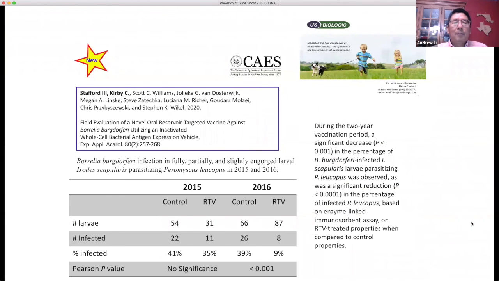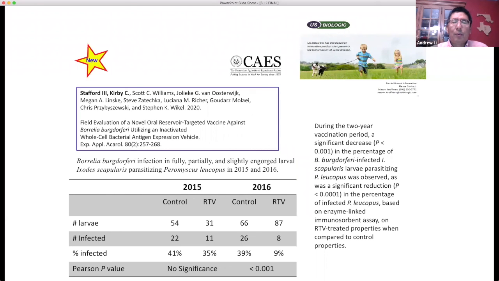This is the result of the paper they just published this year showing actual treatment. The field study, a 2-year study, showed that distribution of the vaccine pellet led to a 77% reduction of the infected larvae.